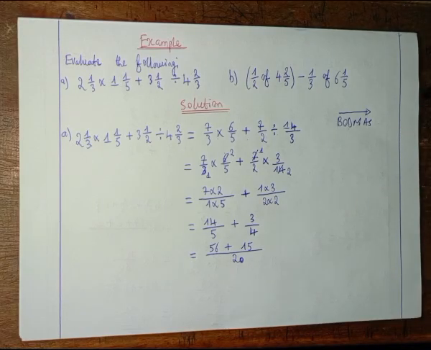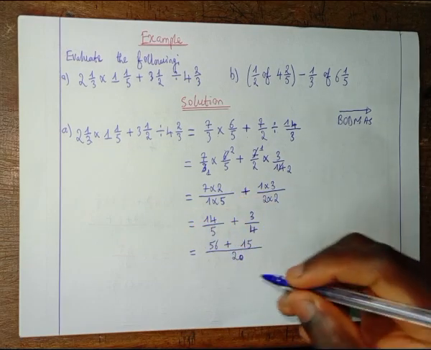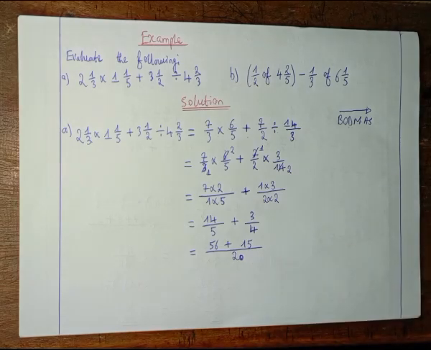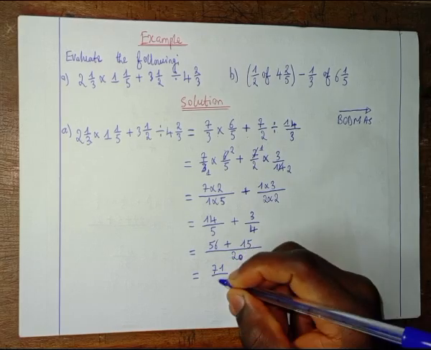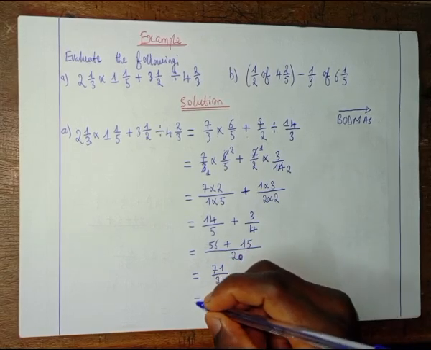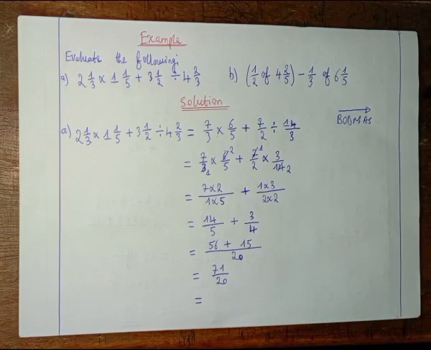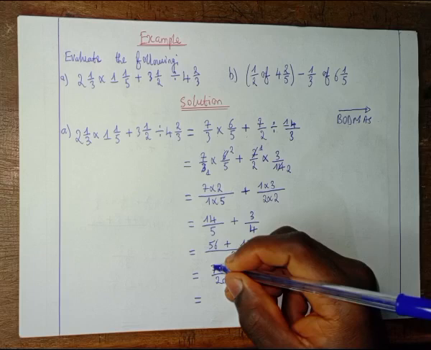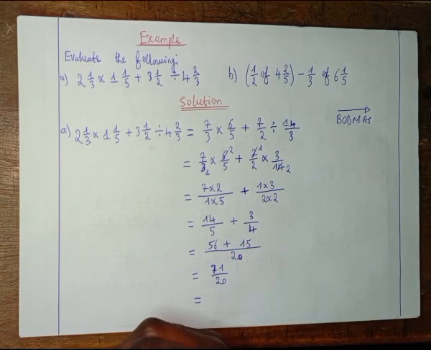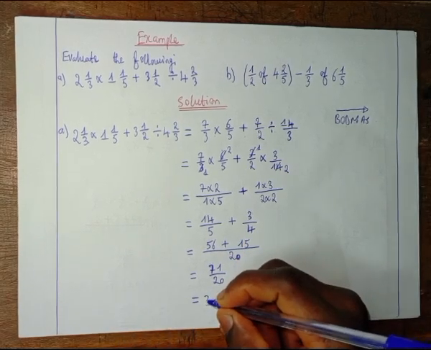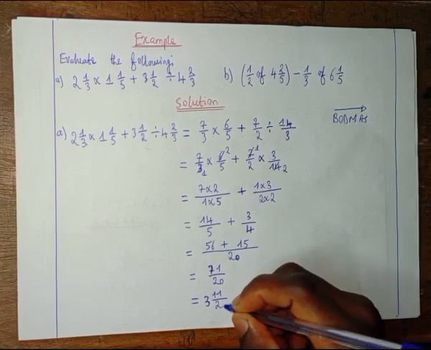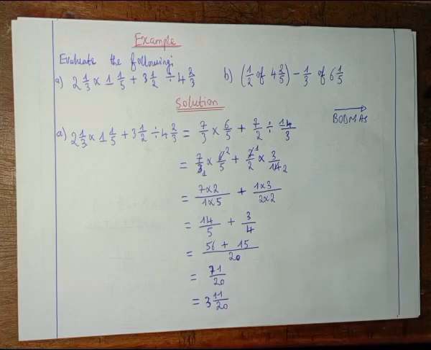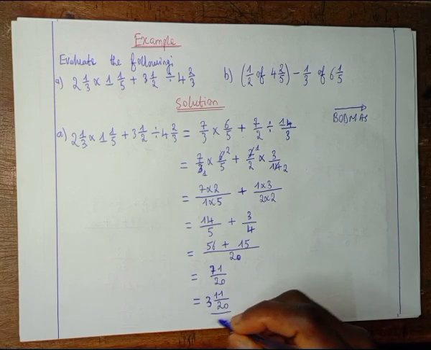Next, we have to add 56 to 15. 56 plus 15 gives us 71 all over 20. This will simply be equal to, we need to change this improper fraction to a mixed fraction. You know, if you divide 70 by 20, the whole number part will be 3, remainder 11, which is to be divided by 20. So this will give us 3 and 11 over 20.